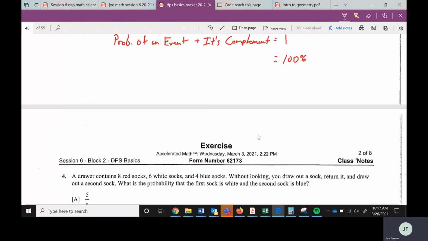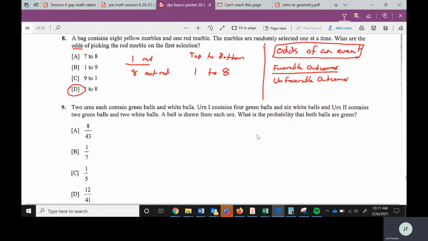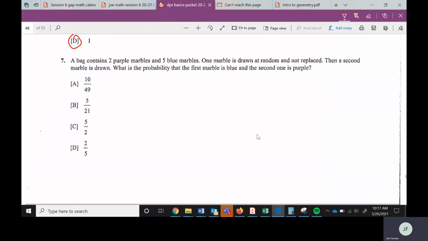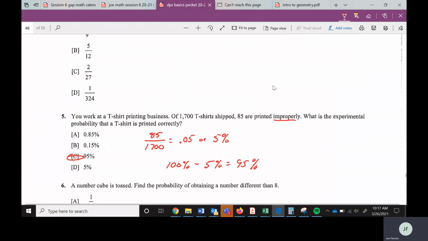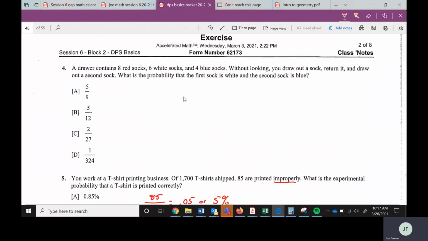So let's take a look. We're going to go to number 7. And I got 5 problems left here. Okay, it says a bag contains 2 purple marbles and 5 blue marbles. 1 marble is drawn at random and not replaced. Okay, so that's going to be important. Actually, I think I'm missing a problem here. Yeah, we need to do number 4. We'll go back to that one. We're going to do number 4 here. Then we'll go down there. So same type of problem.